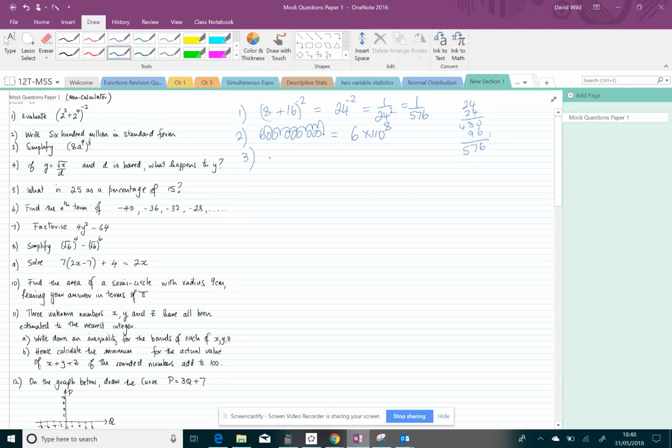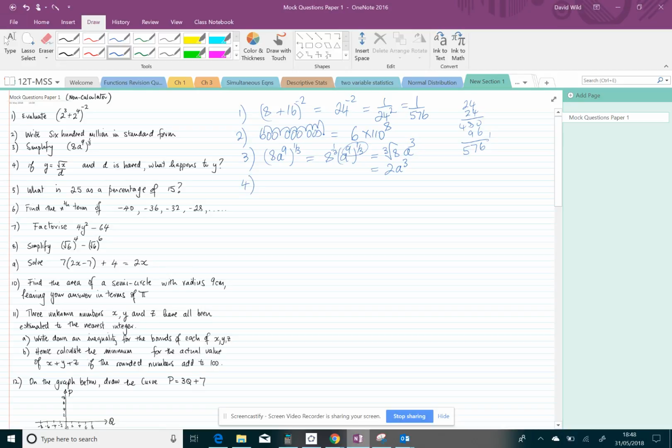Question 3. Simplify (8a to the 9) to the power of 1/3. Now we should remember that we can split this up into 8 to the power of a third, times a to the 9 to the power of a third. Well, 8 to the power of a third is the cube root of 8, and for a to the 9 to the 1/3, we multiply these powers together. 9 times a third is 3, so this is a cubed. The cube root of 8 is 2, so we get 2a cubed.